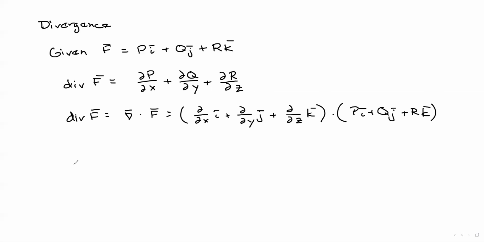All right, so what is the divergence? The divergence is a measure of the amount of spread that's in the vector field at a point.